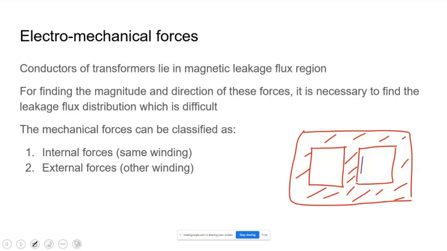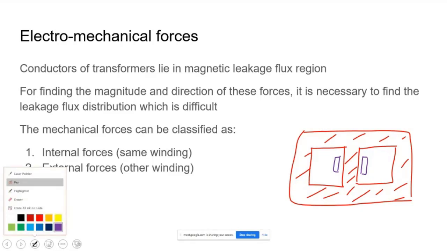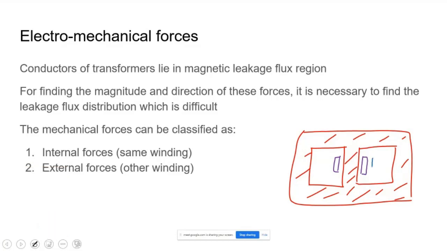So this is a cross-sectional view of, say, the primary winding. This is the primary winding. I am drawing the secondary winding again. So this is, say, the secondary winding. This is a cross-sectional view. Both actually appear like cylinders. But these cylinders are cut now, so you can only see the legs here. So these windings, these conductors, are in the leakage flux region.